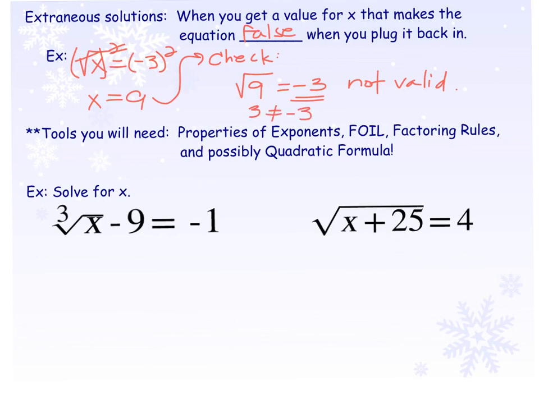We only have to check it if we have an even index. You're going to want your properties of exponents. You're going to want to know how to FOIL when necessary. We maybe need our factoring rules from Chapter 4. And at the very least, we could possibly use the quadratic formula. So let's solve some radical equations.